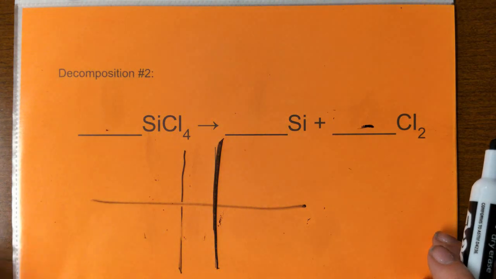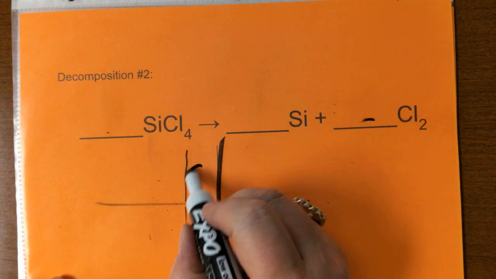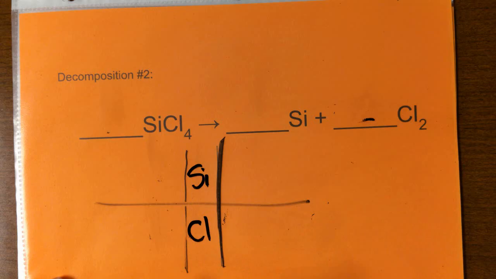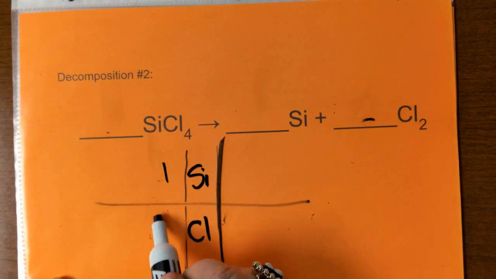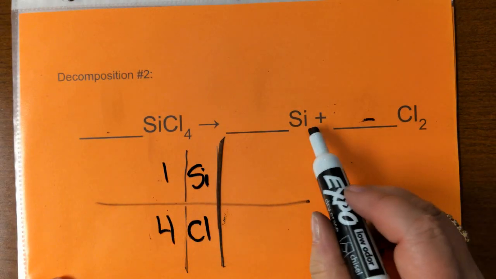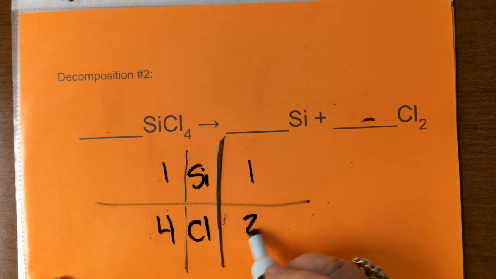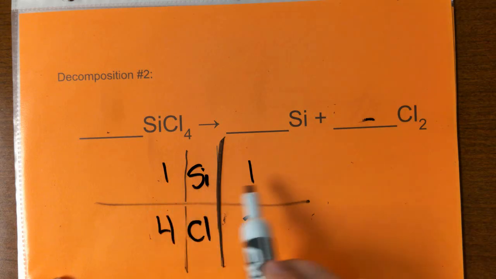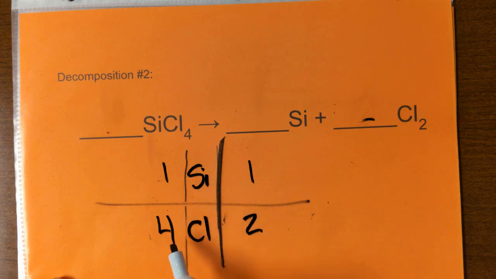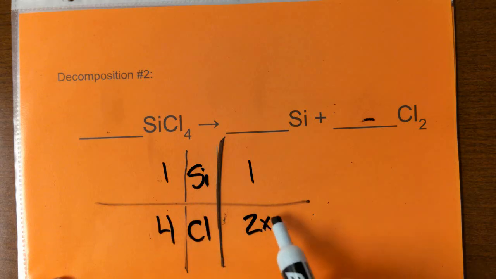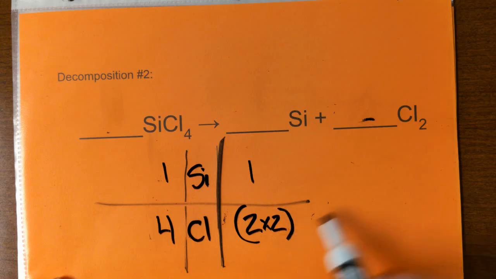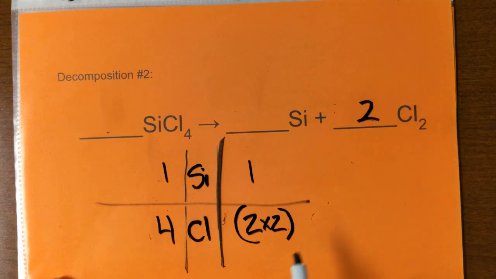All right, moving on. This one, I've got silicon and I've got chlorine. On the reactant side, I have 1 and 4. On the product side, I have 1 and 2. Looks like silicon is balanced. Chlorine is not, so I would need to multiply this side by 2. I'm going to find chlorine, put a 2 in front. That gives me 4. So now everything is balanced.